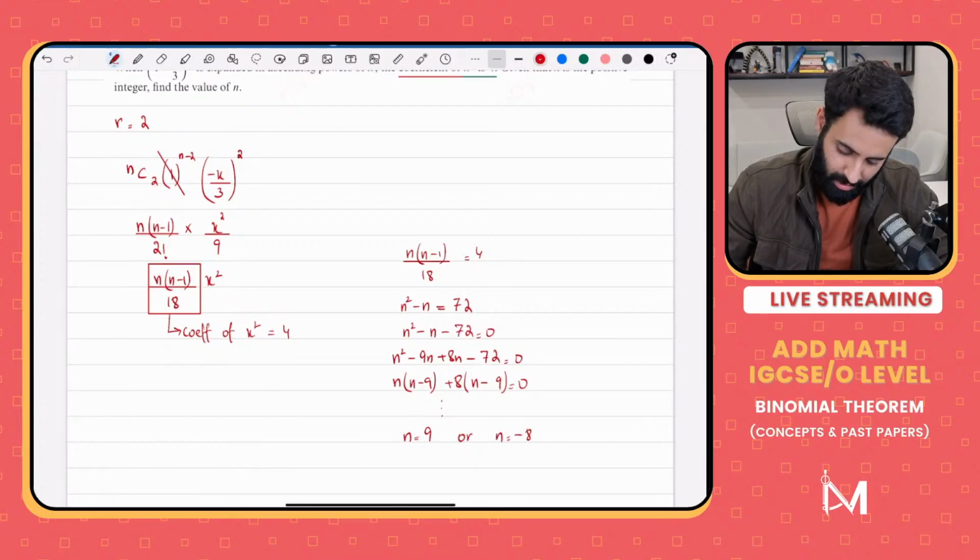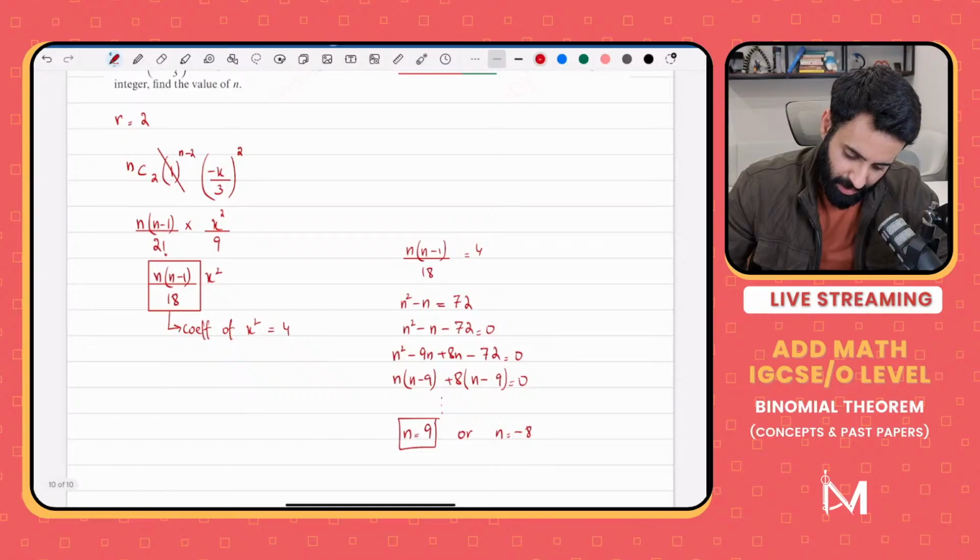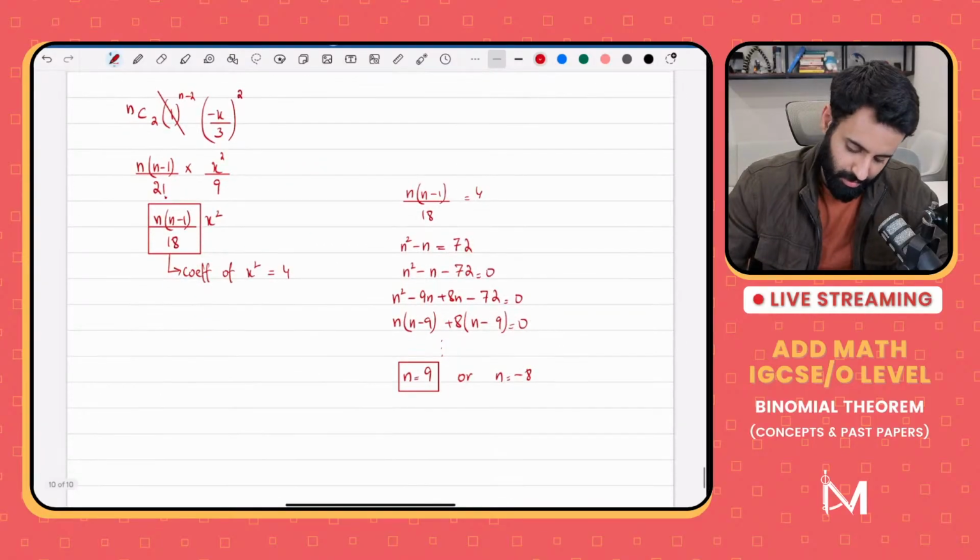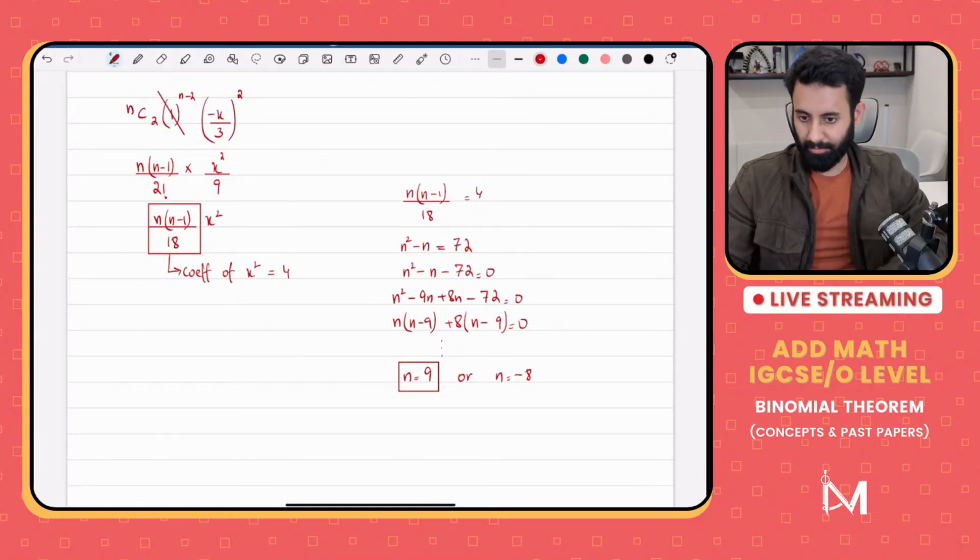Now the question says positive value and it can only be positive. So the answer will be n equals 9. Okay?